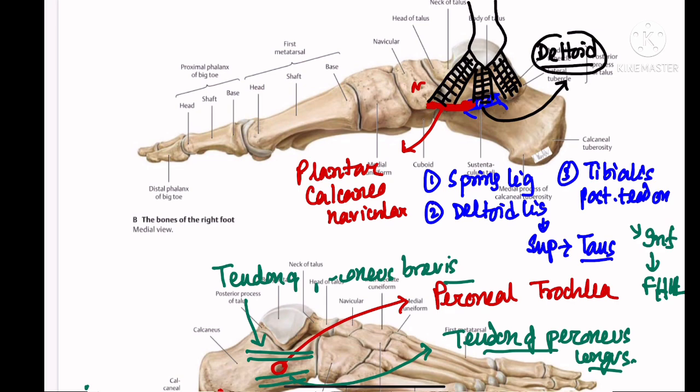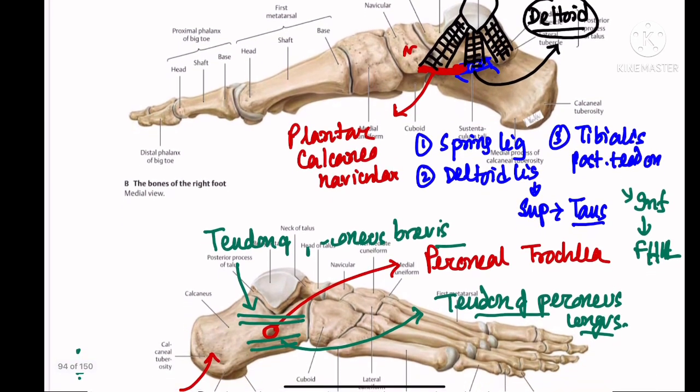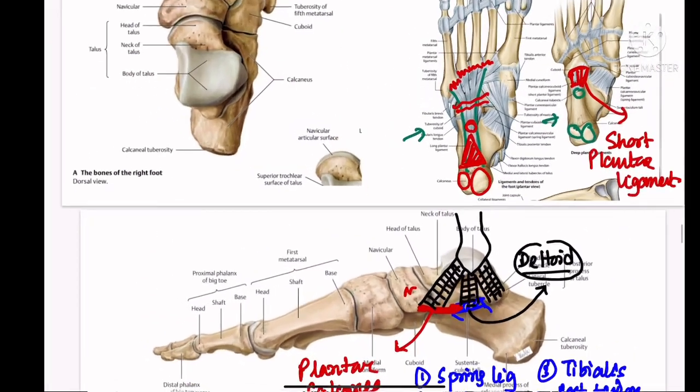So this is a brief description of the important structures that are attached and related to the sustentaculum tali of the calcaneus. Now we will see the sustentaculum tali from the plantar surface.